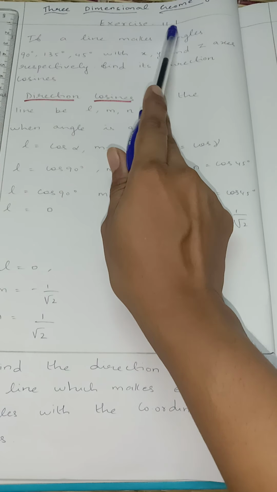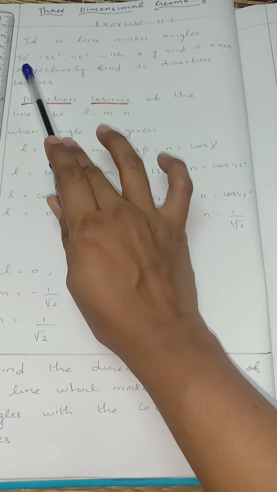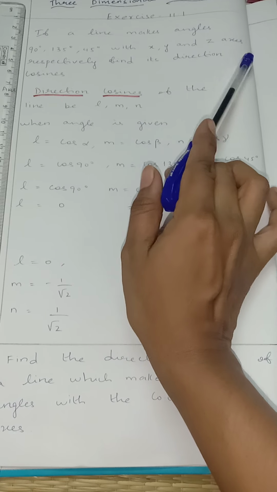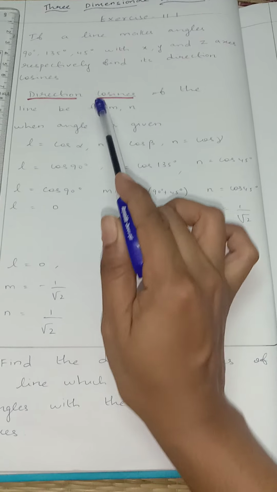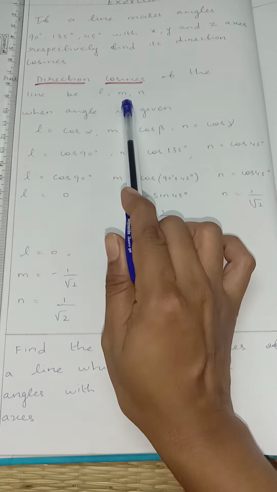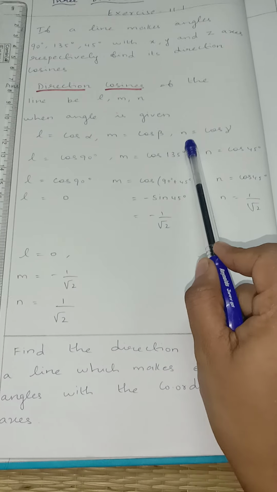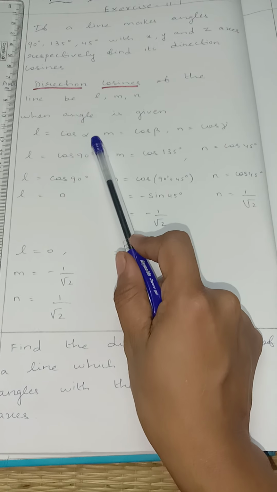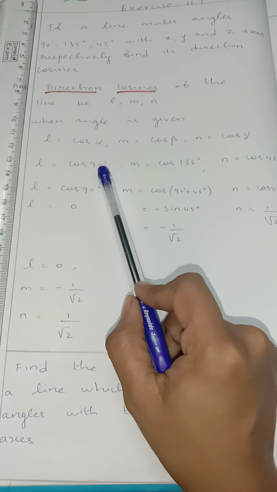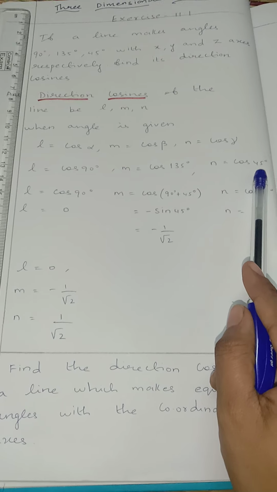So if you see this Exercise 11.1, the first question: if a line makes angles 90 degree, 135 degree, 45 degree with the x, y and z axis, find the direction cosines. So let the direction cosines of the line be L, M, N. L is nothing but cos alpha, M is cos beta, N is cos gamma. So I am going to substitute the values of alpha, beta and gamma. What is the alpha value? 90, it's given. Beta value is 135 and gamma value is 45 degree.